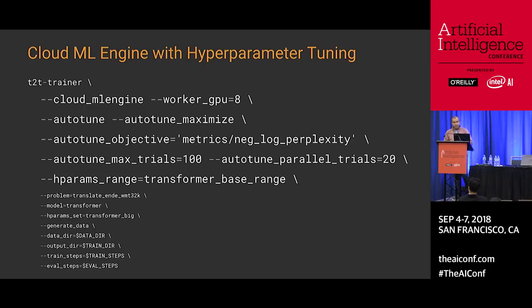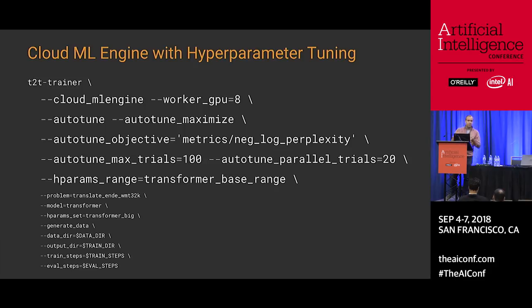Say Cloud ML Engine, auto-tune. You need to say what metric to optimize. So accuracy, perplexity, these are the standard metrics that people tune the models for. Say how many trials, how many of them to run in parallel. And the final line is a range. So a range says, well, try learning rates from 0.1 to 0.3.